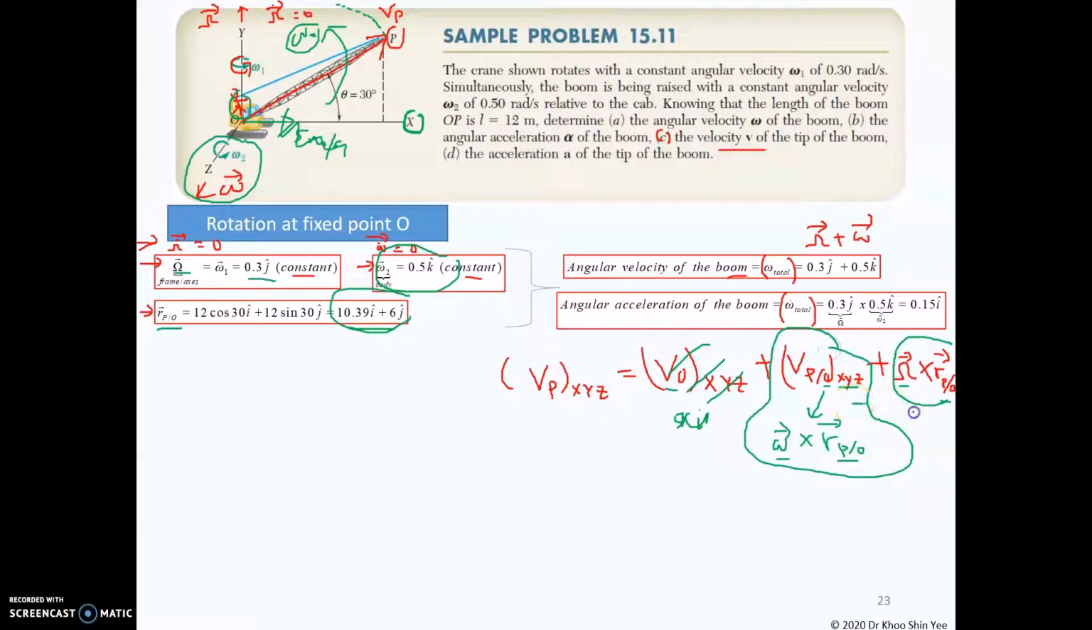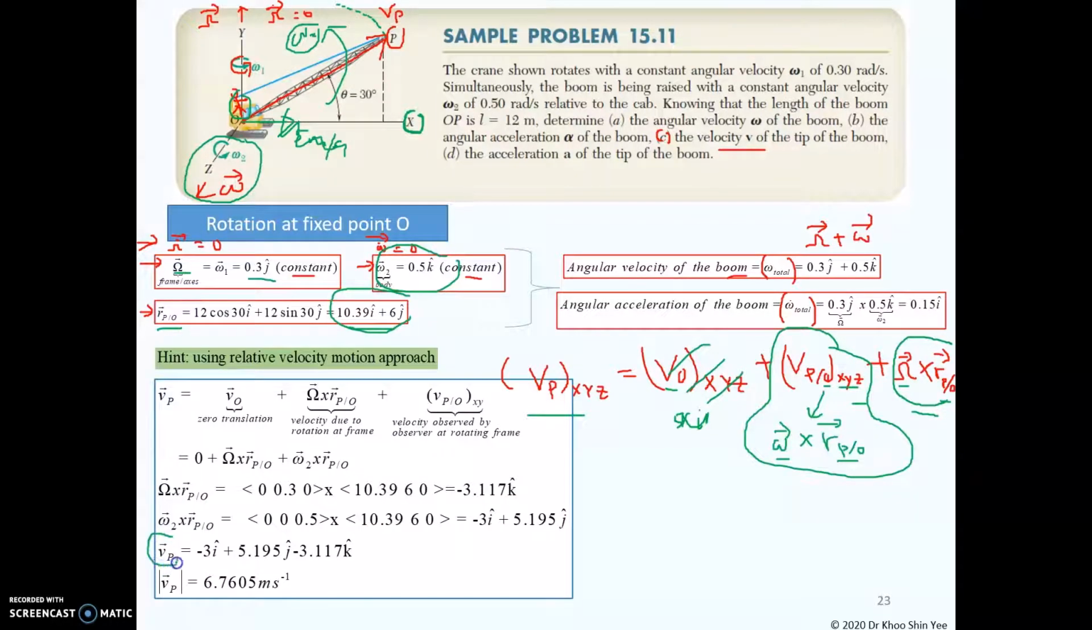So take the summation between these two components. You should obtain the velocity at point P to be this answer. And you can use this bracket symbol to indicate the vector. But don't forget the comma to separate between the ijk components.